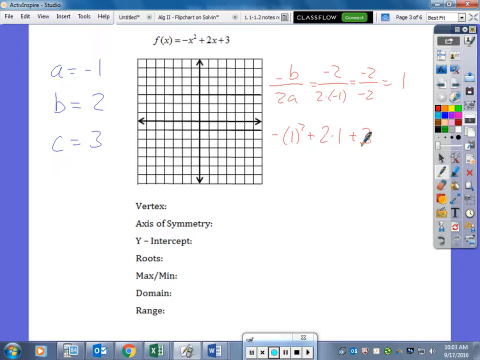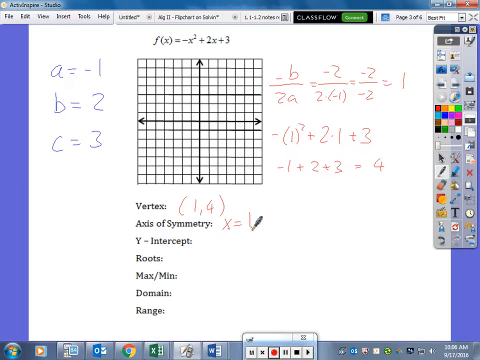Now be careful here with the beginning. The 1 is squared and then turned into a negative. It's not negative 1 we're squaring. So 1 squared is 1, turned negative is negative 1, plus 2, plus 3, and the answer is 4. So (1, 4) are the coordinates of our vertex. That already gives us the information to write down our axis of symmetry, which is x equals 1.